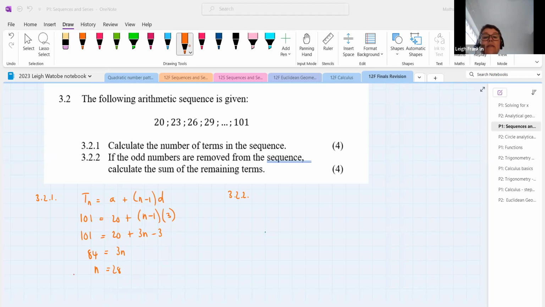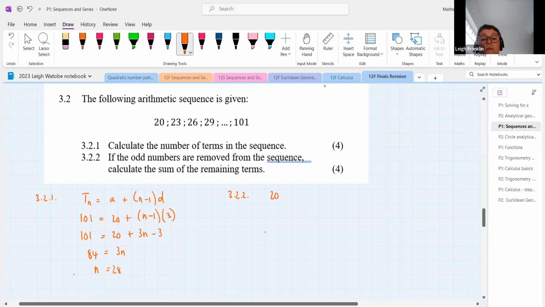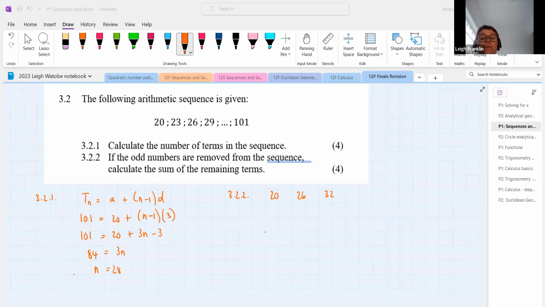Okay, so Nhlanhla says, okay, so Gugu, you're saying the same thing. So let's take out the odd numbers. So that gives us 20, 26. Obviously, if we added 3 onto 29, the next number would be 32, and so on it would go. All right, that's fine.